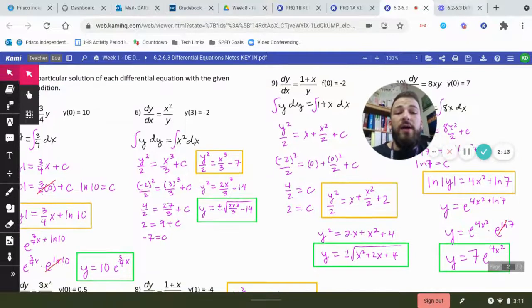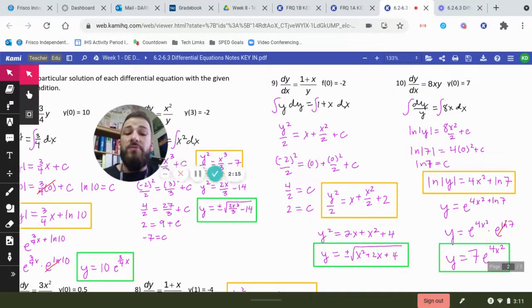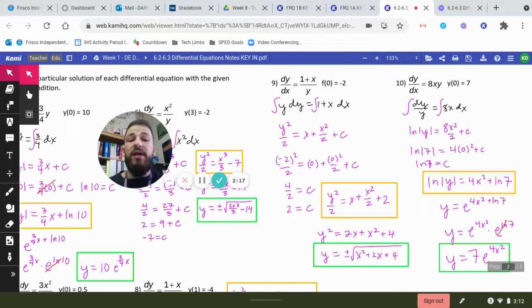Over on number 9. This one's really pretty easy altogether. Multiply the y over. Integral of y is y squared over 2. Integral of 1 plus x is x plus x squared over 2. Plug in our values. We get 2 for c. Plug that in. You can leave it unsolved for y, or you can solve it out for y. And we get positive or negative square root of x squared plus 2x plus 4.